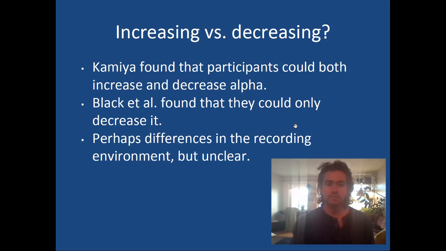So then the last piece that was a little bit strange in comparing these two studies was the increasing versus decreasing. Kamiya found that participants could both increase and decrease alpha, but Black et al. found that they could only decrease it. One possible hand wave here is that perhaps there were differences in the recording environment, but it's really not that clear. So anyway, that's all I've got for today.